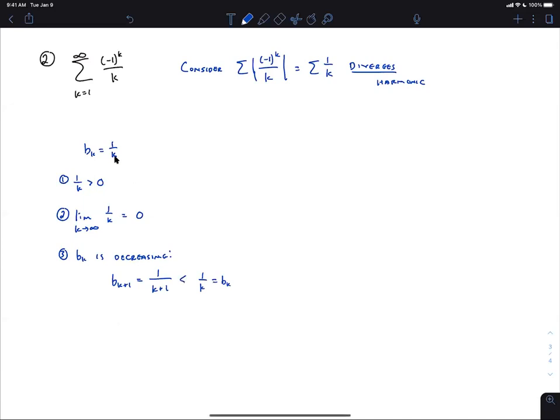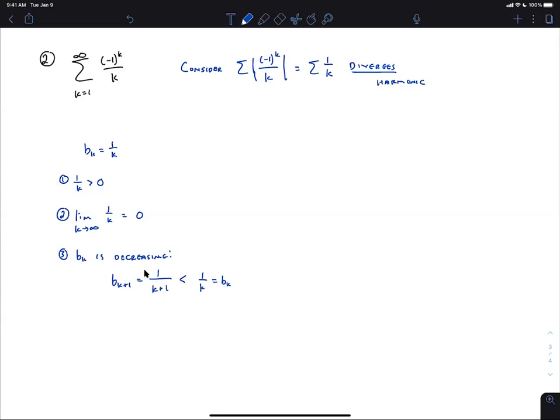Well, 1 over k plus 1 is less than 1 over k because the numerators are the same, but the denominator here is bigger and everything's positive. So this is saying that b_k is a random term, b_(k+1) is the term after that. The term after it is always smaller than the term before it. That means that it's decreasing. Does that make sense to everybody?